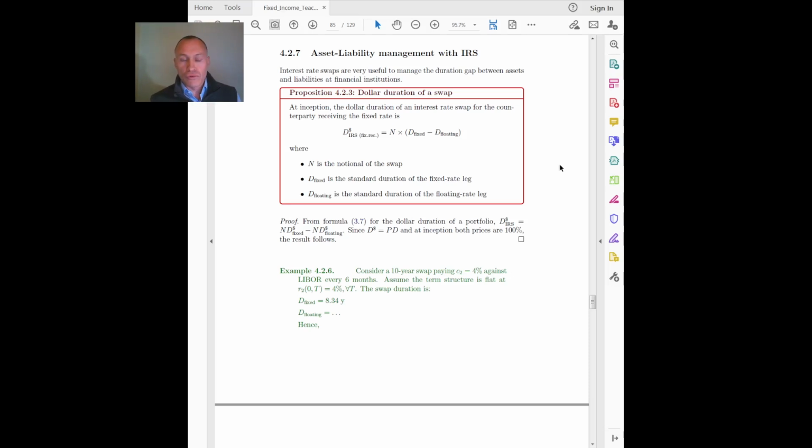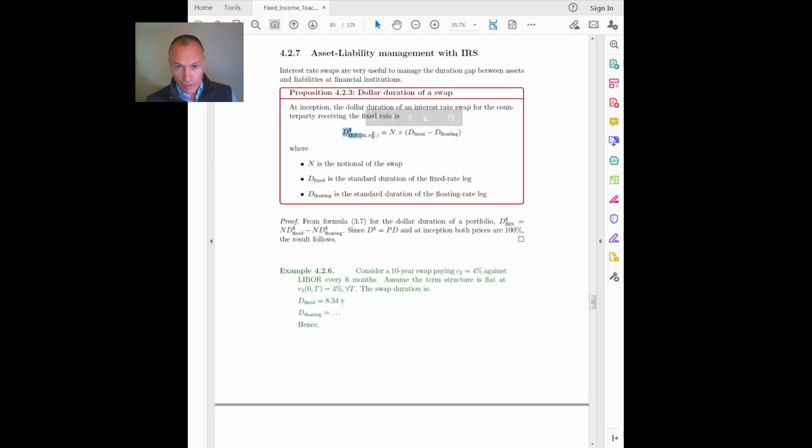So to be able to quantify exactly how much interest rate swaps we need to trade, we first need to define what is the duration or the dollar duration of a swap. So recall the interest rate swap in the beginning is a zero investment portfolio. It has a price of zero. So we are going to use the duration that we developed for that end, which is the dollar duration. Okay. All right, so what is the dollar duration of a swap?